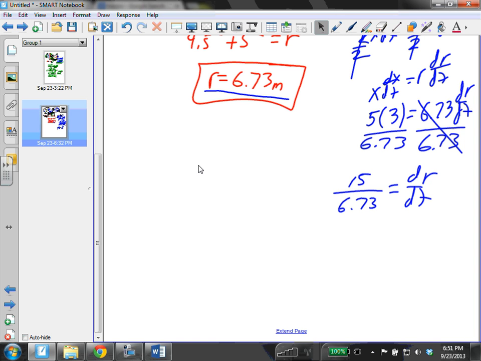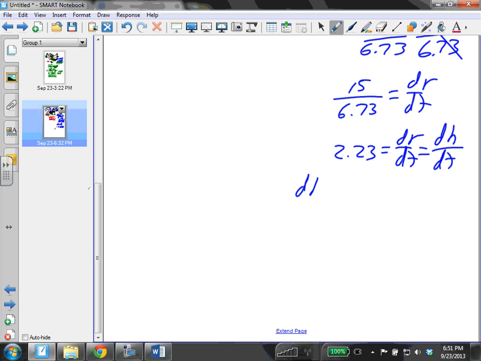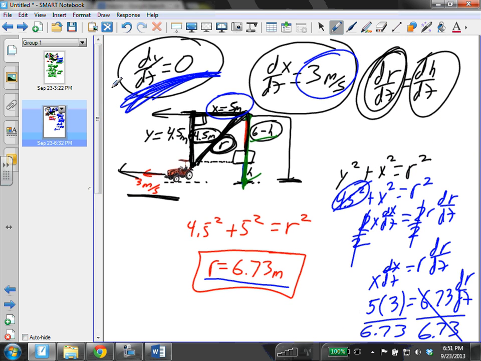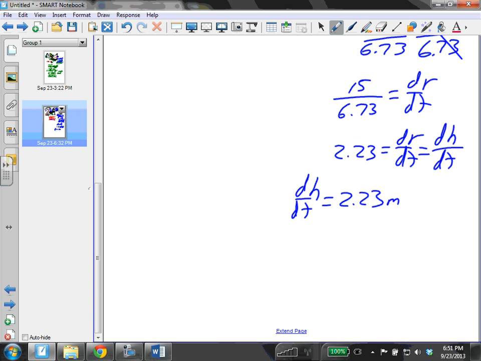And now we simply need to take 15 and divide it by 6.73. And we get 2.23 is equal to dr/dt. And if you remember from earlier, we said that dr/dt was directly related to the height of the bale's change. So the bale, dh/dt, is rising at 2.23. And let's look at our units here. We were given our units in meters per second. So the change in the bale should also be expressed in meters per second.